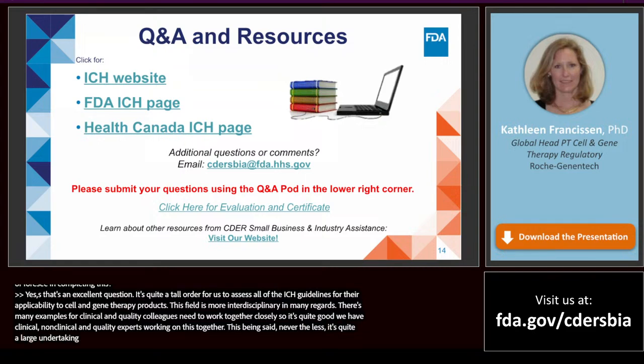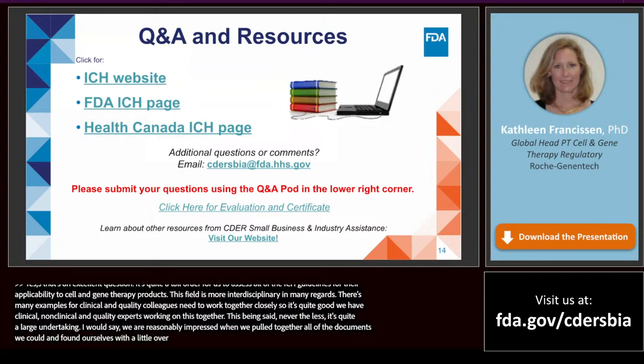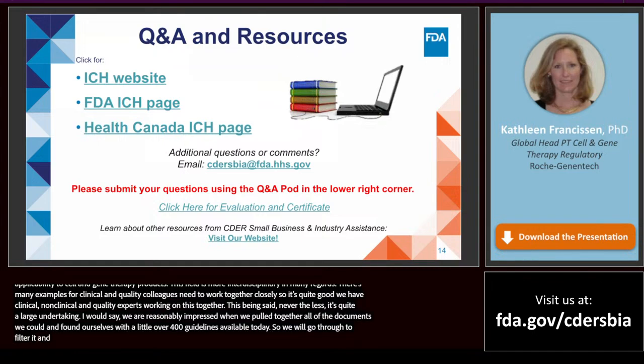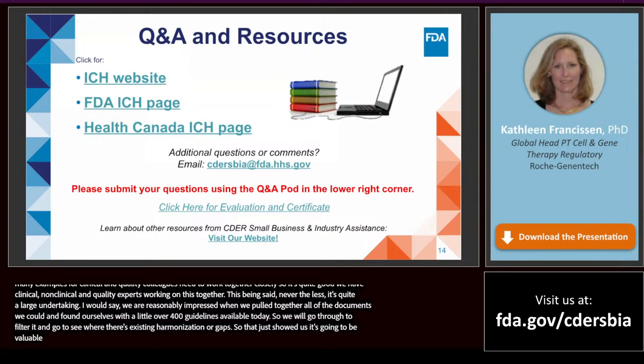We were, I would say, reasonably impressed when we pulled together all the documents that we could and found ourselves with a little over 400 guidelines available today. So we'll be going through to filter those and look to see where there's already some existing harmonization or where there are gaps. That showed us that it's going to be valuable to do these initial exercises of level setting before we dive fully into all the ICH guidelines. Thank you for the question.